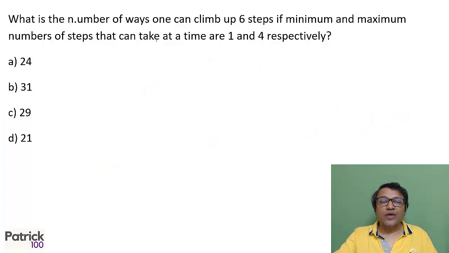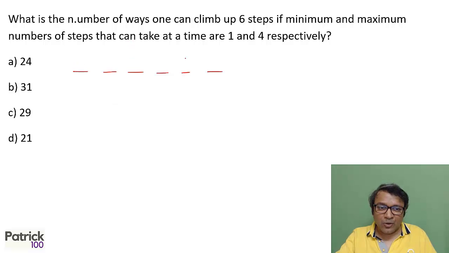What is the number of ways one can climb up 6 steps? The minimum and maximum number of steps that can be taken at a time is 1:4. 6 steps. So how can I climb 6 steps? So I can't climb all 6 steps at once.